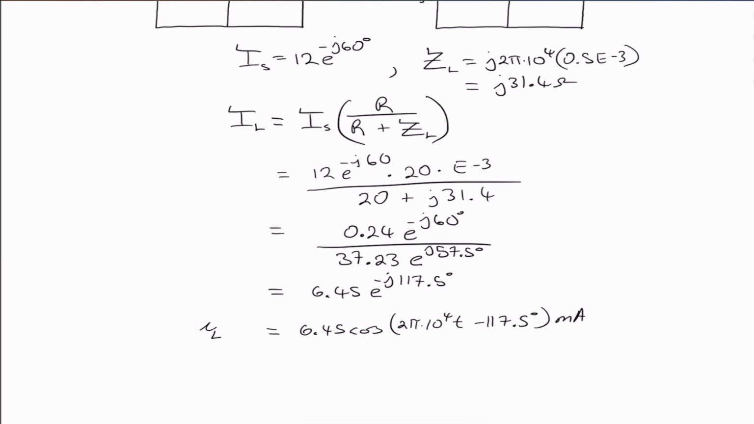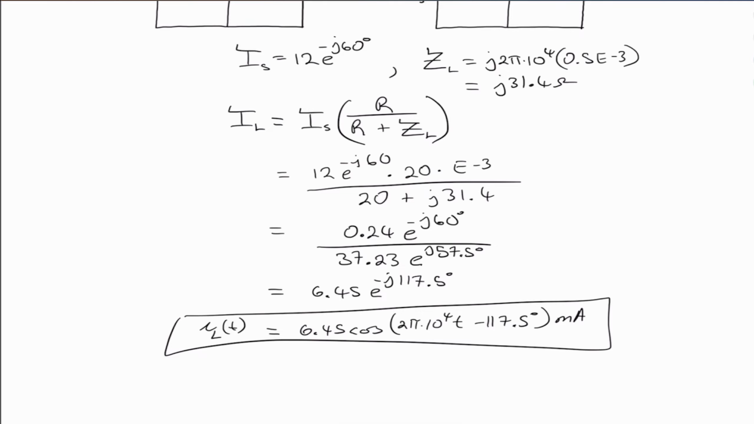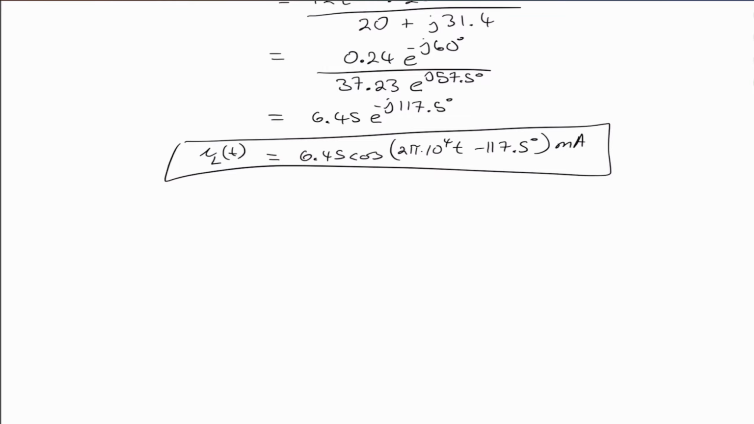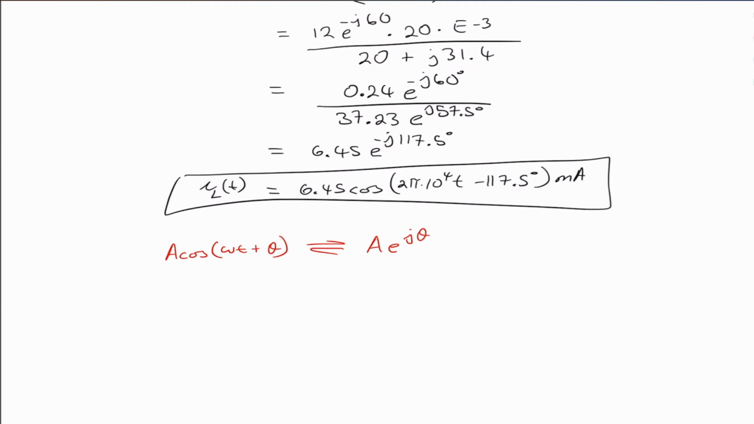So the current through the inductor is equal to the following. The relationship that I used to transform the current through the inductor from the phasor domain to the time domain is this: if we have a signal x of t that is equal to A times cosine of omega t plus theta, we can transform that to the phasor domain, and that is going to equal the phasor component X, which is equal to A times the complex exponential e to the j theta.